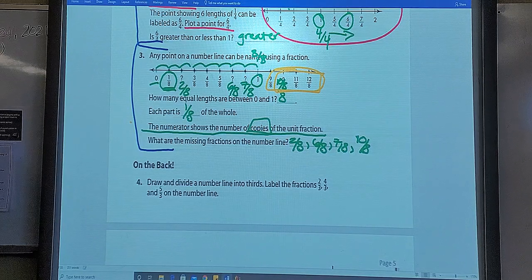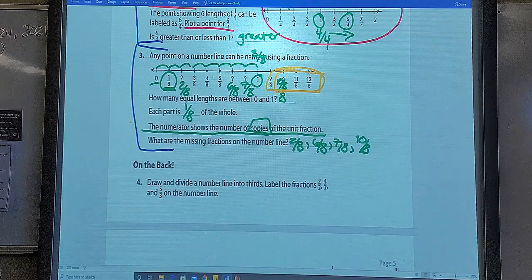Joel? Yeah? They're greater than one whole, right? We went over one whole. Now we've got 9 eighths, 10 eighths, 11 eighths, and 12 eighths. That means you have more than one whole. That means not only did you get all 8 slices of the pizza, now you just got 4 extra slices of pizza from somebody else's pizza.